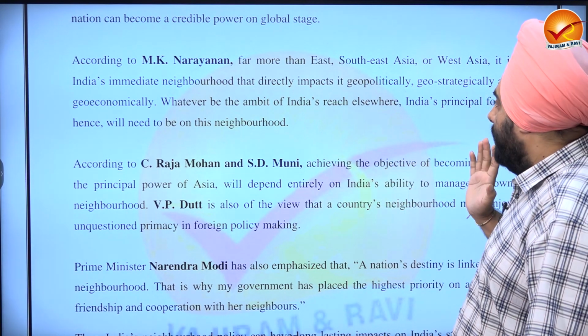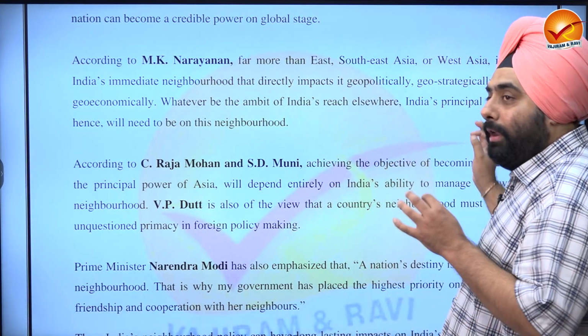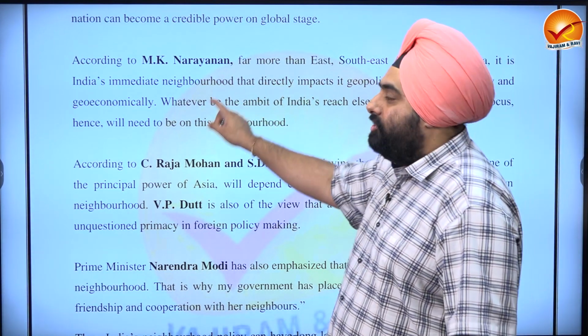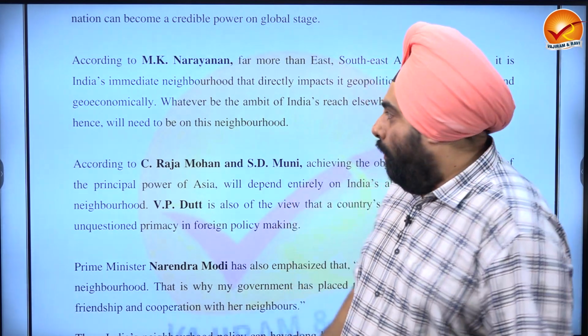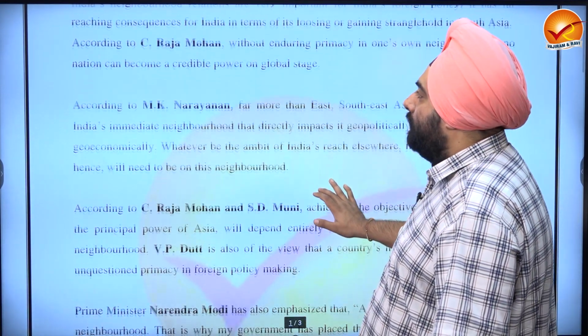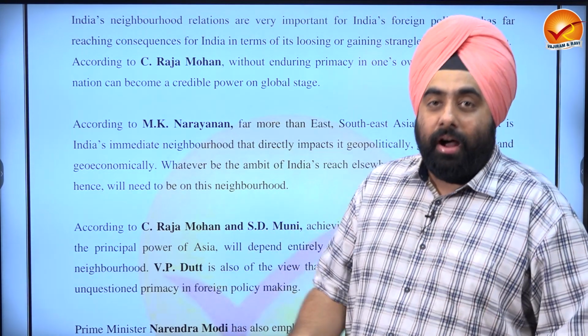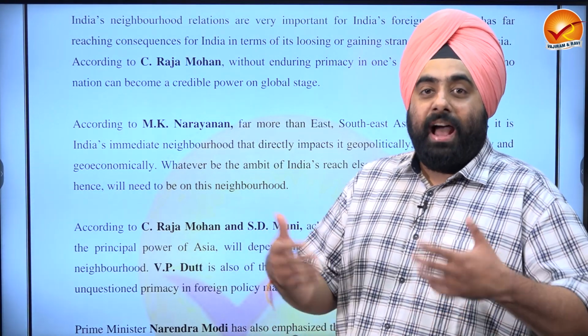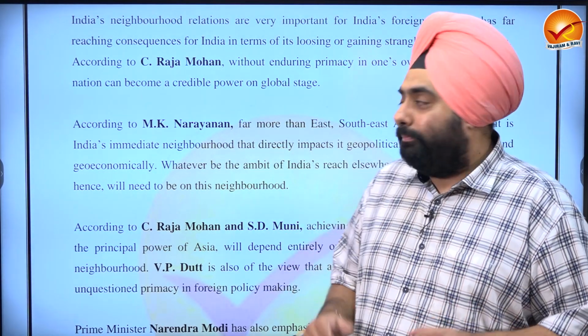M.K. Narayanan also says that whatever India may do elsewhere in the world, India's principal focus should be on its immediate neighborhood while making a foreign policy. So both M.K. Narayanan and C. Raja Mohan are trying to emphasize here that if India wants to become a credible global power, if India wants to fulfill its global aspirations, then India must give a lot of importance to its neighborhood.